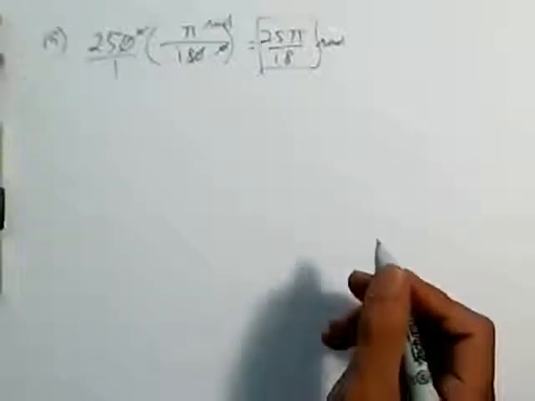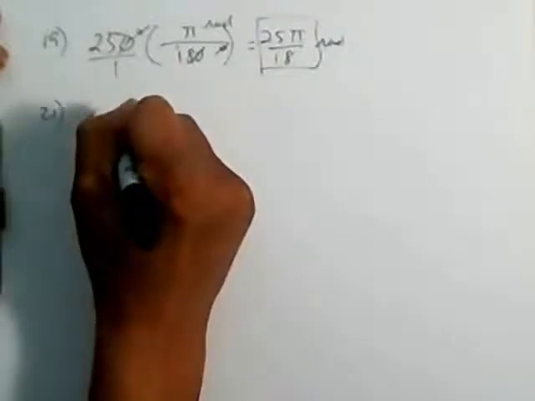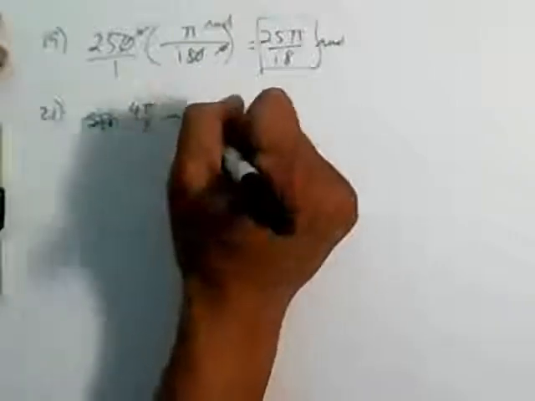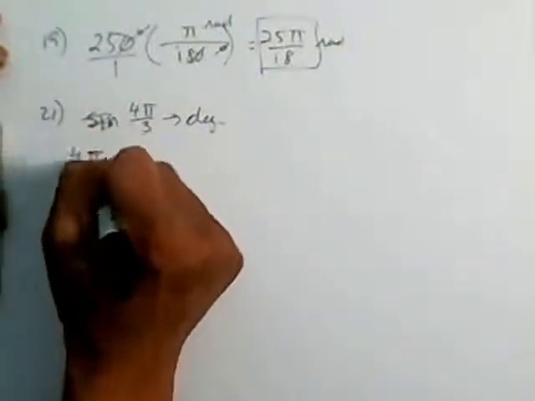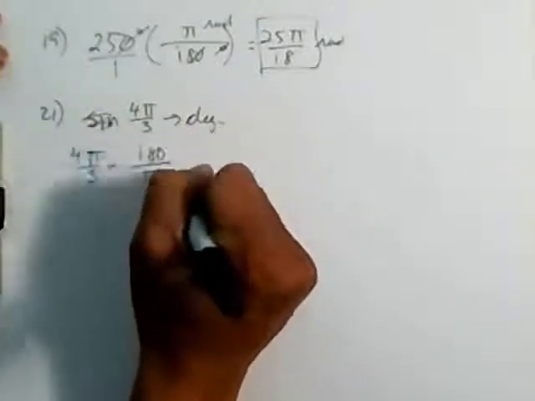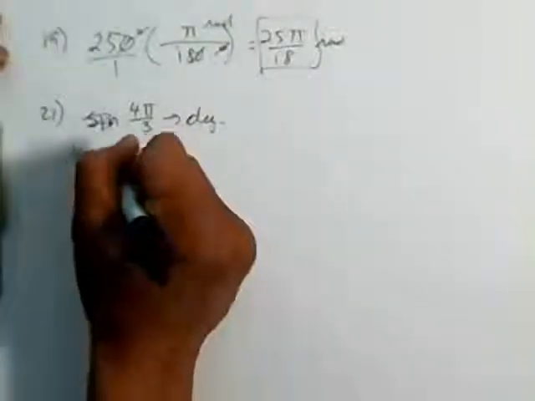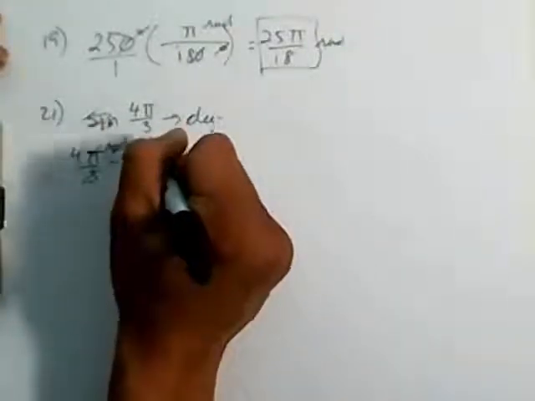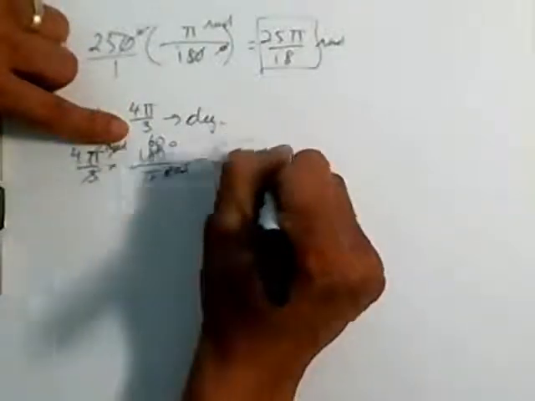How about number 21 now? 21, what is the sine of 4 pi over 3? You want to change it to degrees. So what you do is go 4 pi over 3, you multiply by 180 over pi, that's in degrees, that's in radians. The radians will cancel. The pi's will cancel. The 3 will cancel to a 60. 60 times 4 is 240 degrees.